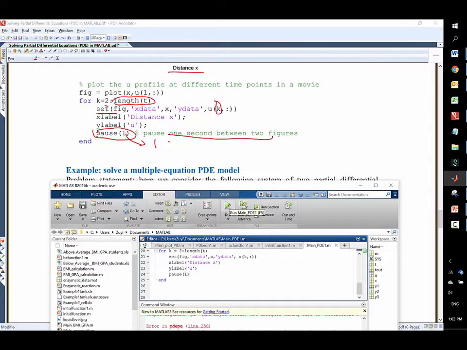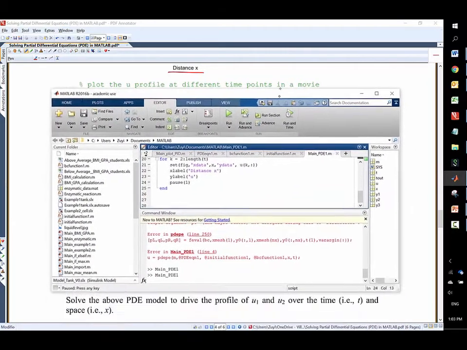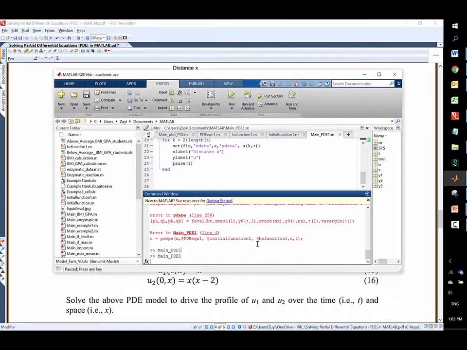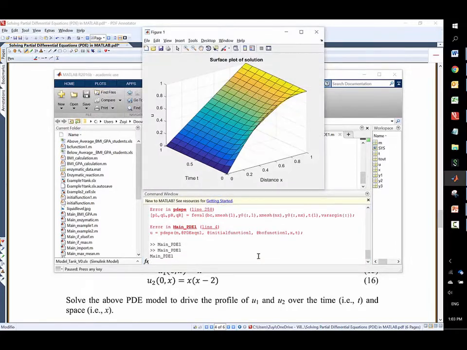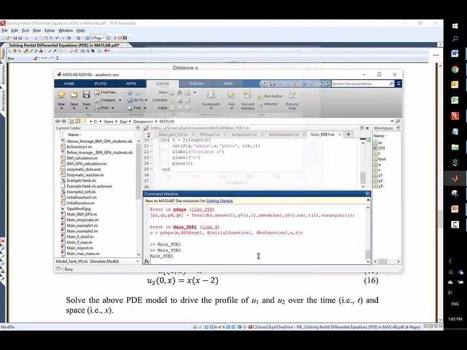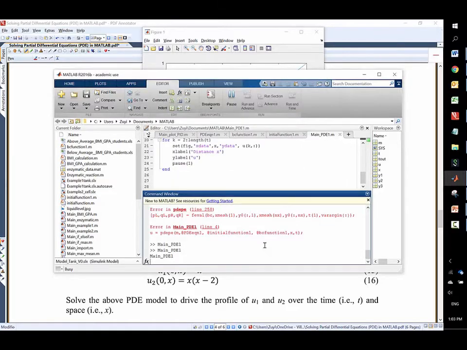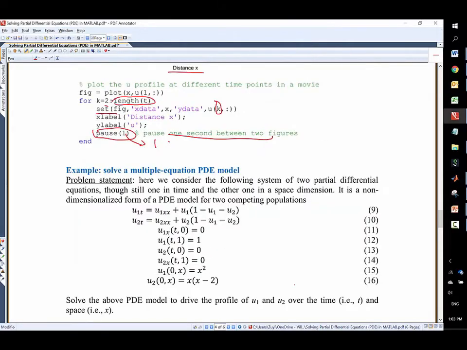You're going to get the figure first, right? The surface figure first. So you get the surface. Then this one. Now let's take a look, so you can see the movie. So you see it change over time here. Okay, and then stable, right? Okay, so we are done with the first example.